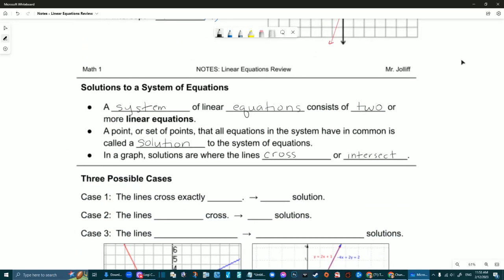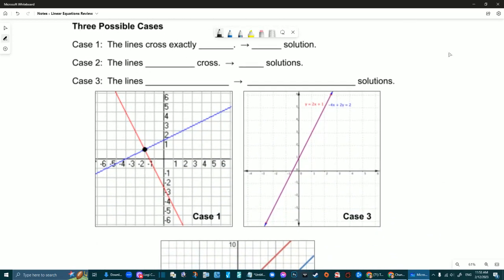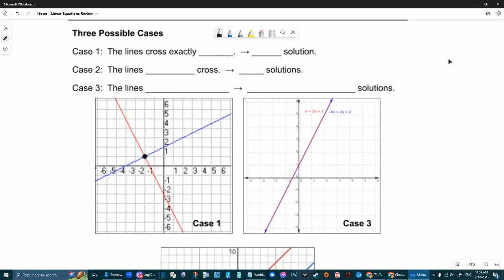So let's go back down to this three possible cases section. When we're graphing two or more lines, we can have three cases. The first is the one we just saw. The lines cross exactly once. So there is exactly one solution, one ordered pair that's true for both equations. And we can see that right here, case 1. The red line, the blue line cross exactly once at the point minus 2, 1.